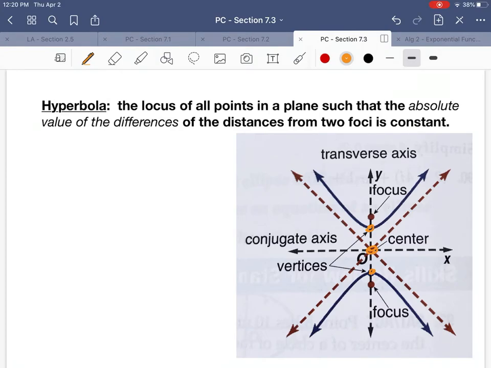And then you have 2 other pieces. You have your transverse axis. So your transverse axis is going to be the axis that cuts through your hyperbola. And then you have your conjugate axis, which is going to basically go the other way. And you notice those 2 things go right through the center. So basically the numbers that are the center of your hyperbola will be the equations, x equals and y equals, for those 2 axes right there.